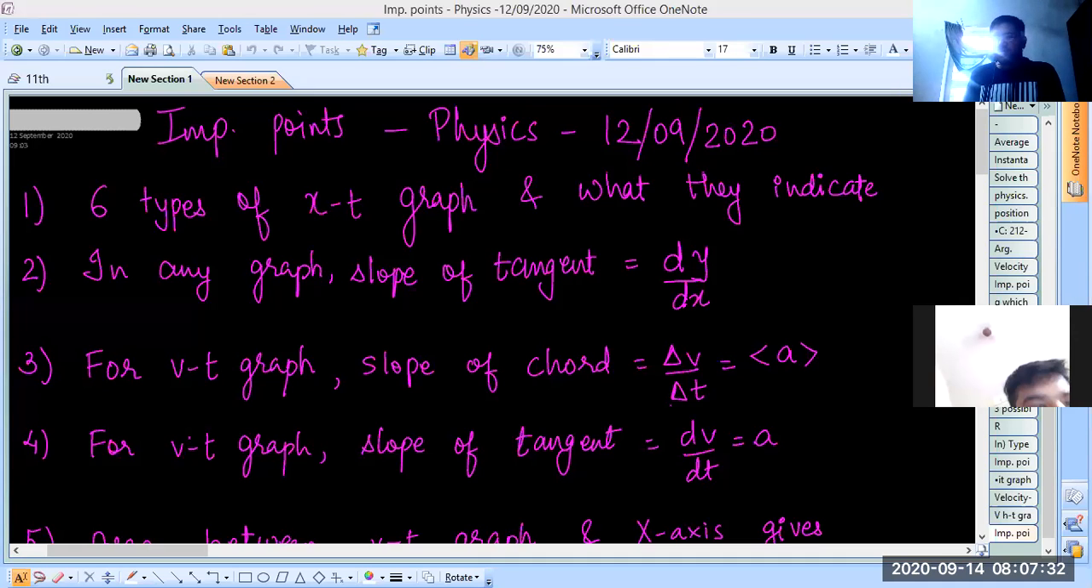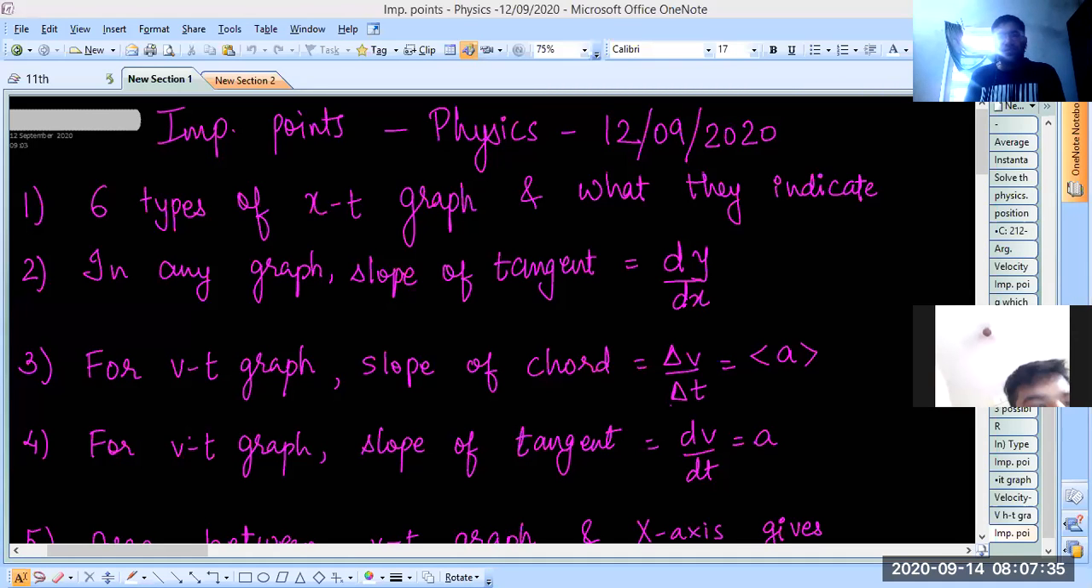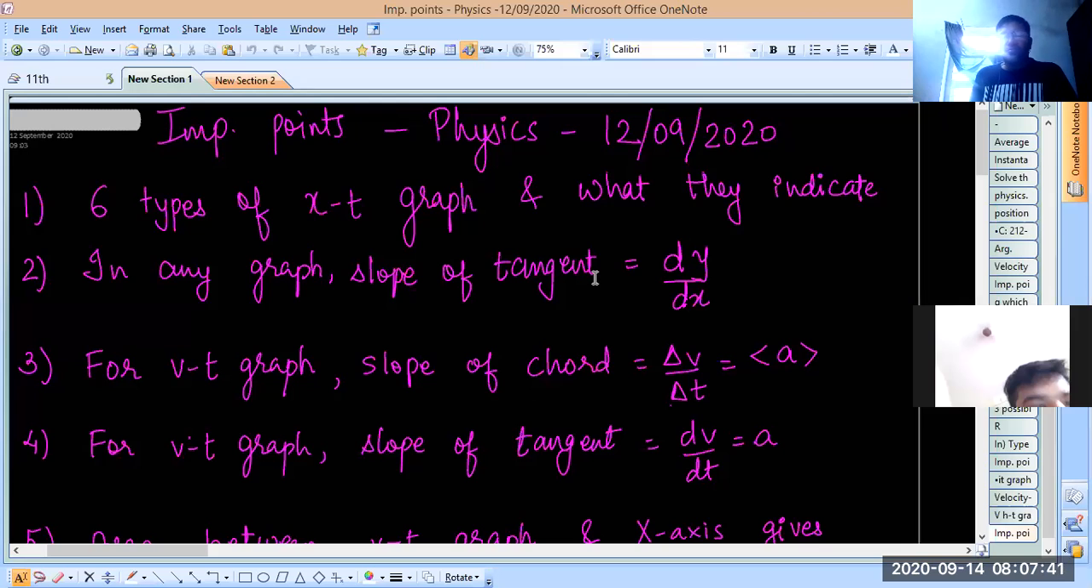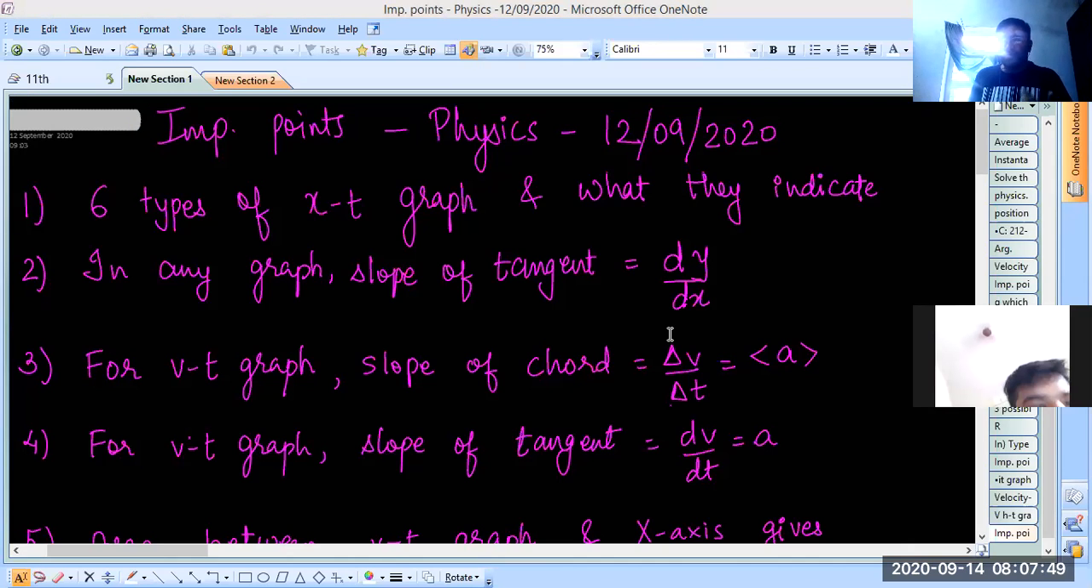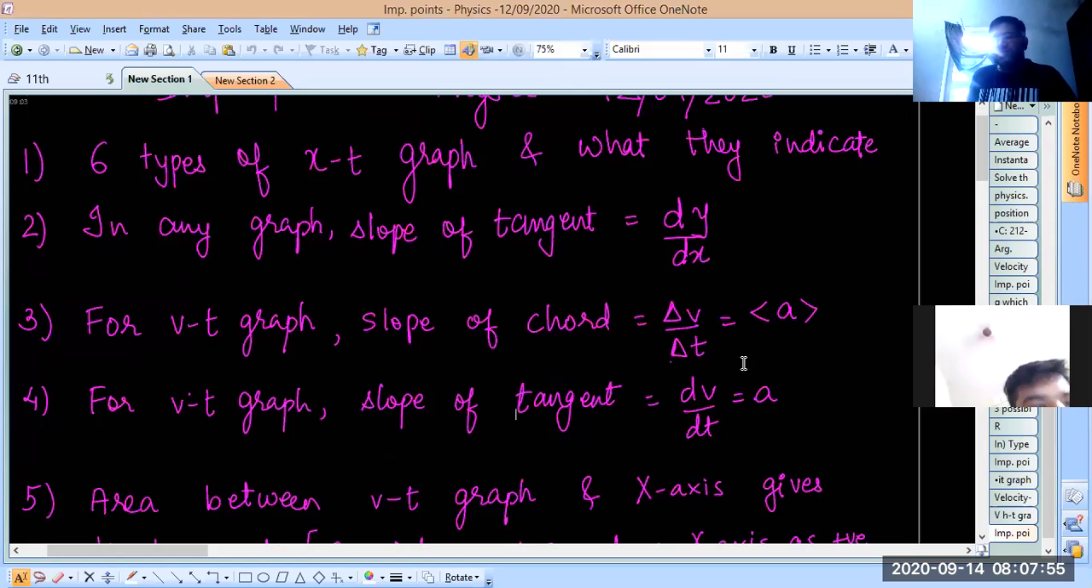It was that we had started talking about the VT graph, right? I told you that if you have got a VT graph, then the slope of chord gives us average acceleration, right? Because that is delta V by delta T. And similarly, the slope of tangent gives you dV by dt, which is acceleration. So for VT graph, slope of chord is average acceleration and slope of tangent is instantaneous acceleration.